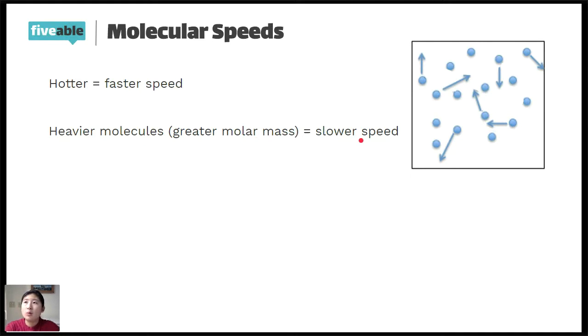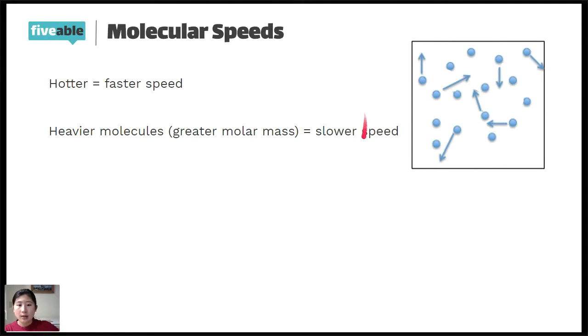So let's say that we have a container full of hydrogen and oxygen gas molecules. They're all bouncing around. They're not reacting. Let's say they're at constant temperature, in the same container at the same temperature. The hydrogen molecules are going to bounce faster because they're lighter. They have less mass, so they're going to bounce around quicker. And the oxygen molecules are going to bounce a bit slower because they have more mass.